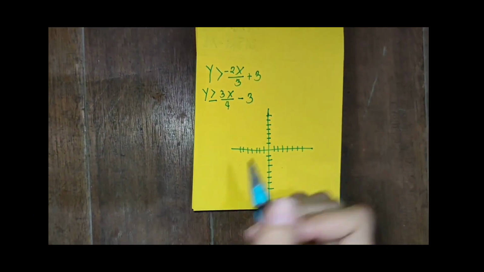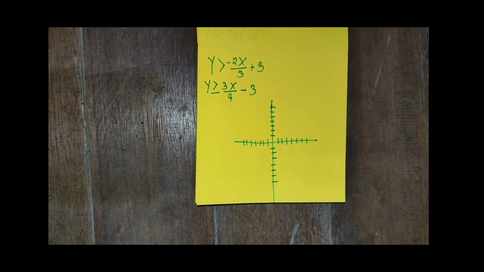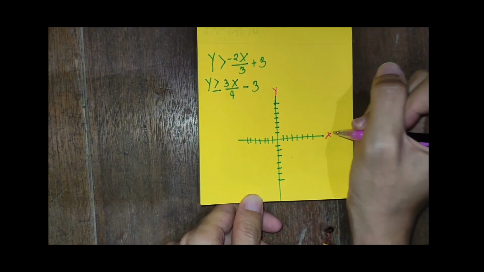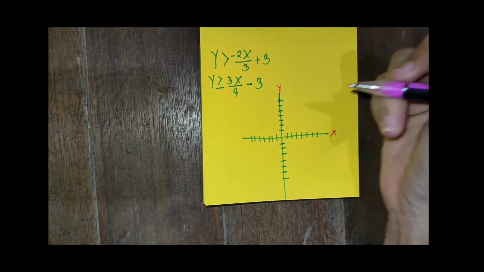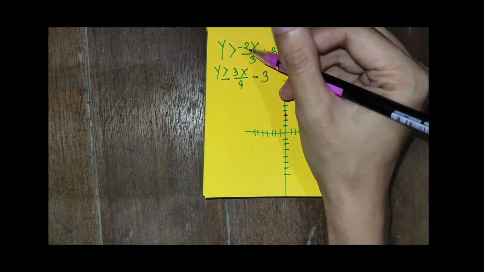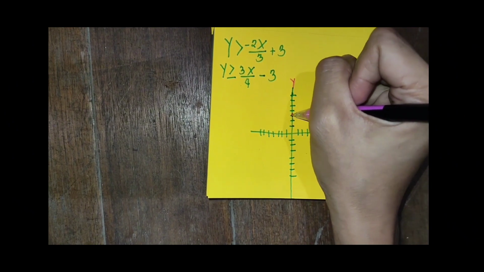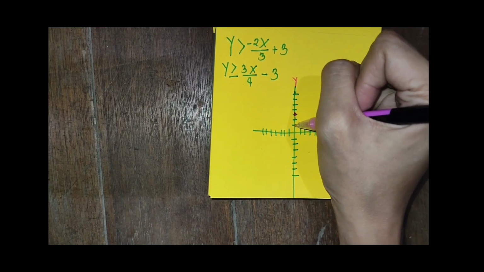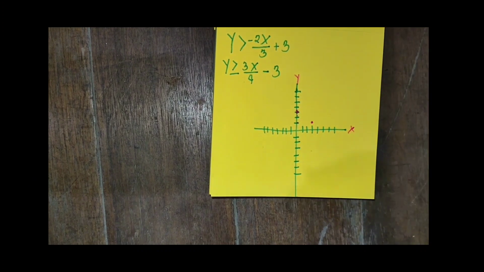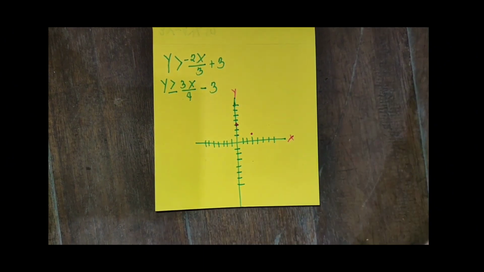Same procedure lang din to ulit sa slope. So, unahin na natin itong positive. Sa y, ito yung y, ito yung x. Dahil nasa y siya, positive 3. Bilang lang tayo ng 3. Negative 2, kaya pababa. Tapos positive, pakanan. Dalawang pababa. 1, 2, tatlong pakanan. 1, 2, 3. So, broken line to kasi greater than lang siya. Wala siyang equal.